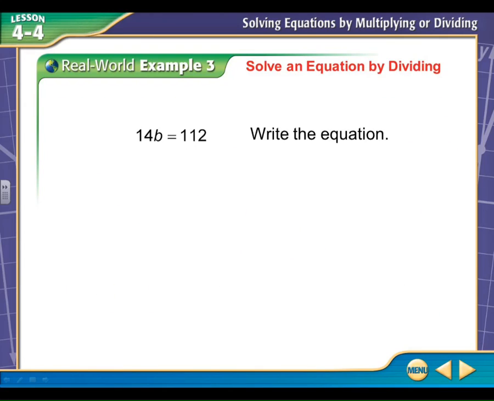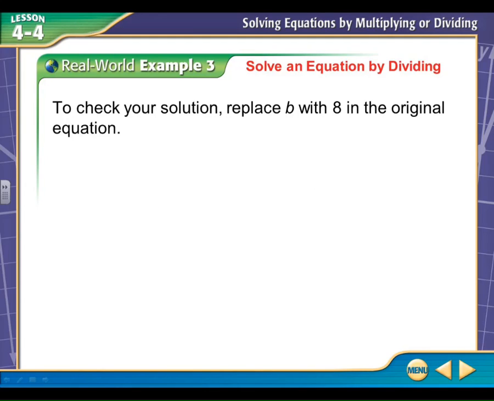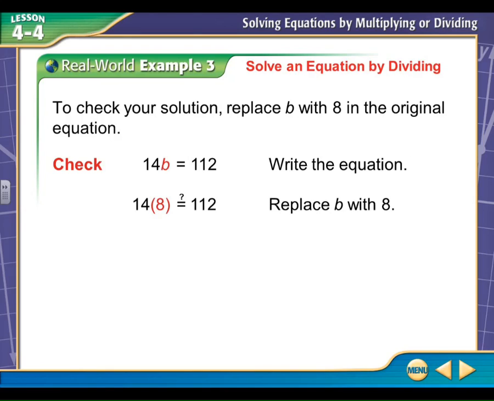So now let's solve that. 14b equals 112. The opposite of multiplying is dividing, so we're going to divide both sides by 14. 14 divided by 14 is 1. 112 divided by 14 is 8. And don't forget that you can check your solution by replacing the b with the 8 in the original equation. 14 times 8 is 112. It makes a true statement. That's how we know that b is equal to 8.